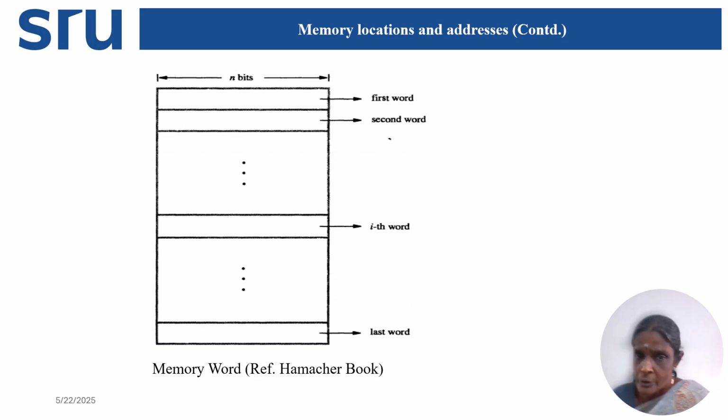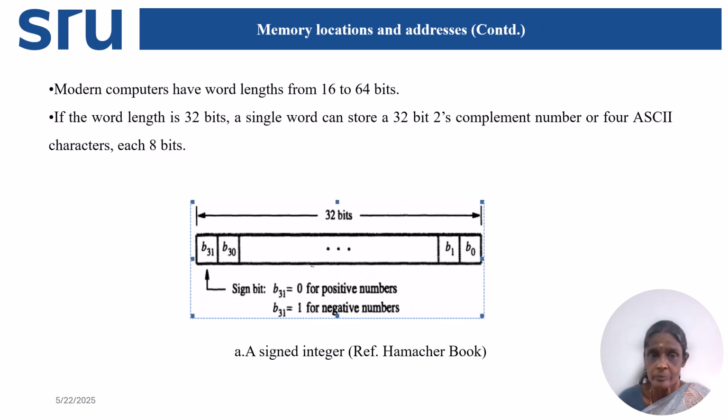So how is it stored? The first one is the first word and then the second word. In between it is the ith word and then the last word. The words are stored from top to bottom, not from bottom to top. The first one is the first word, and so on it moves.